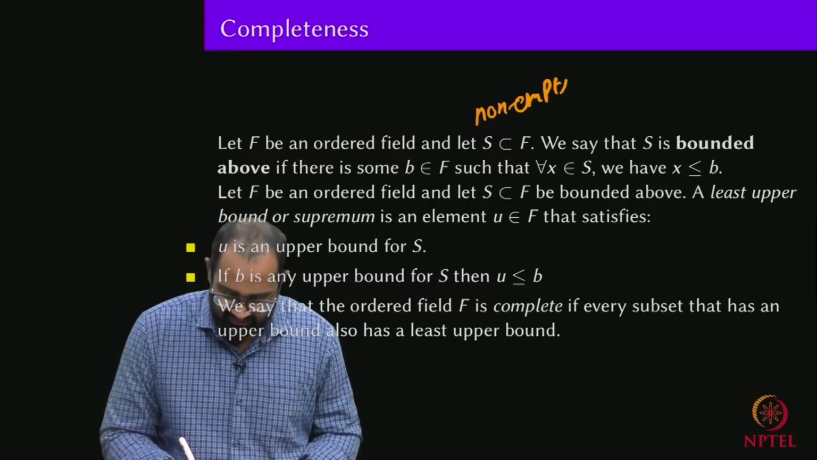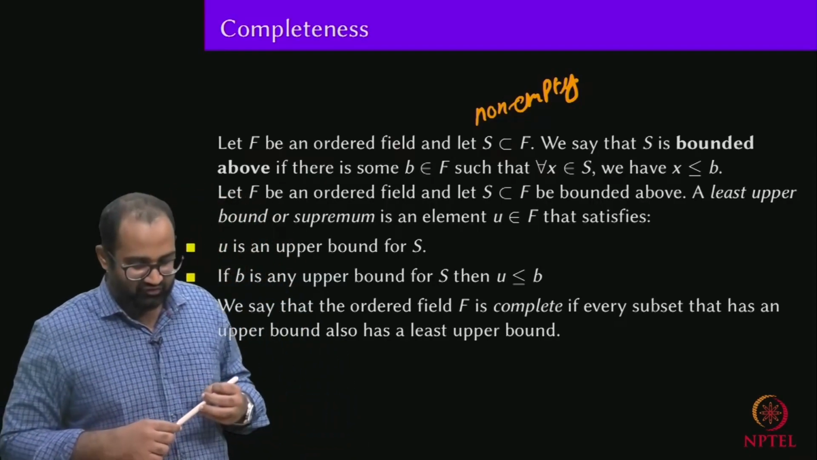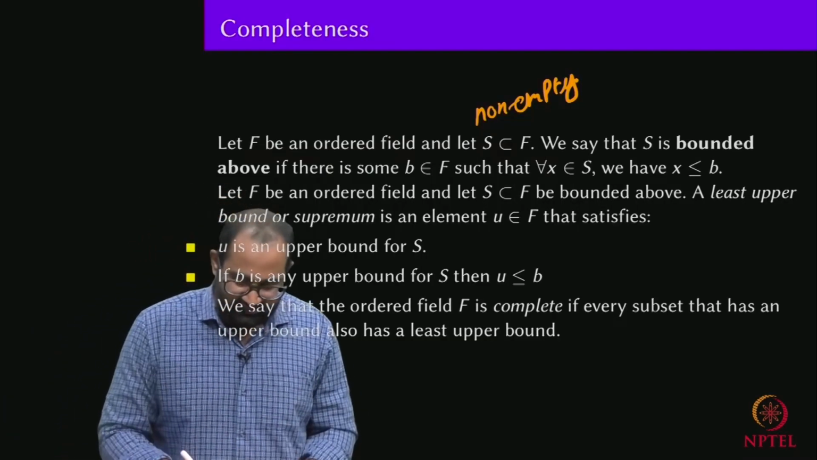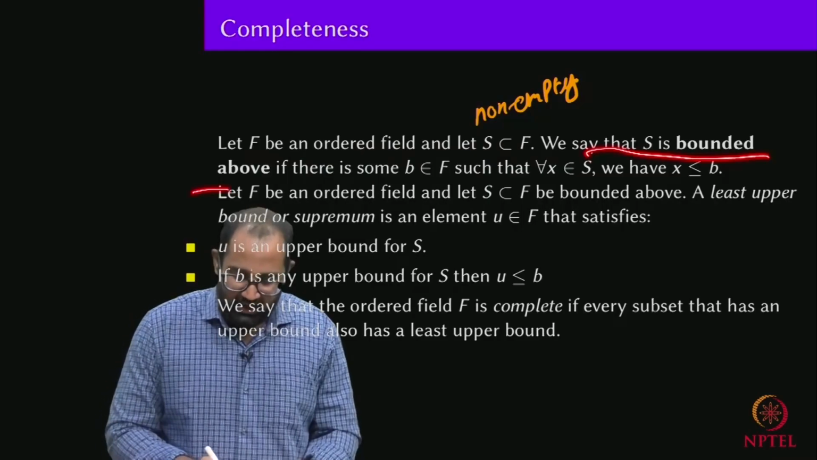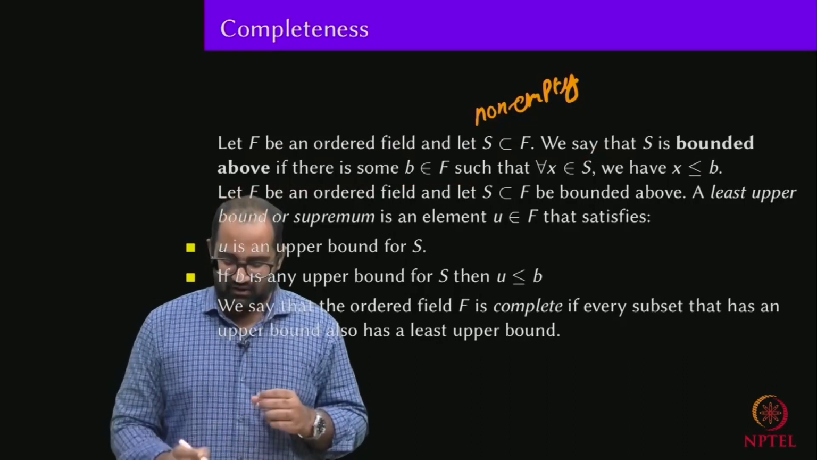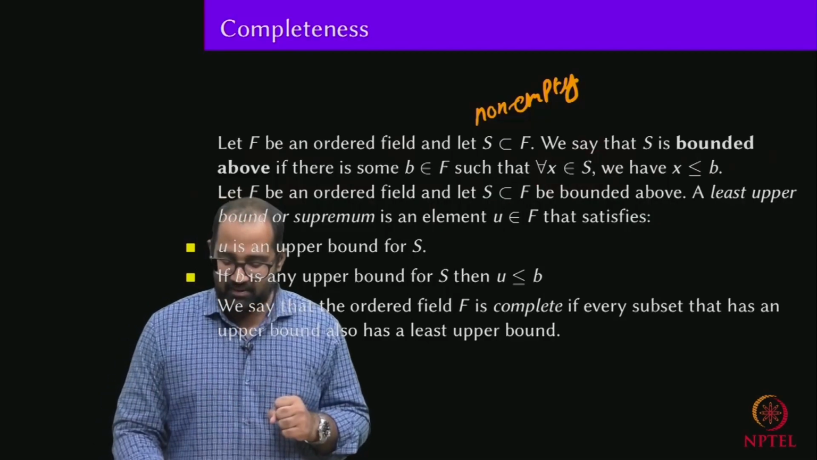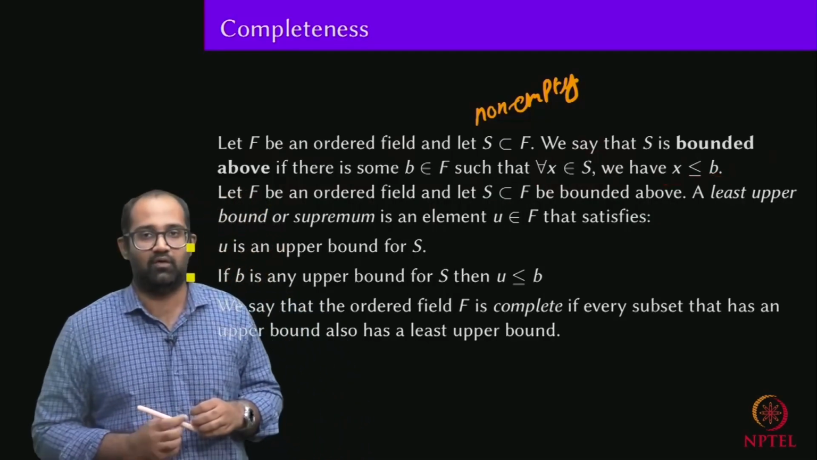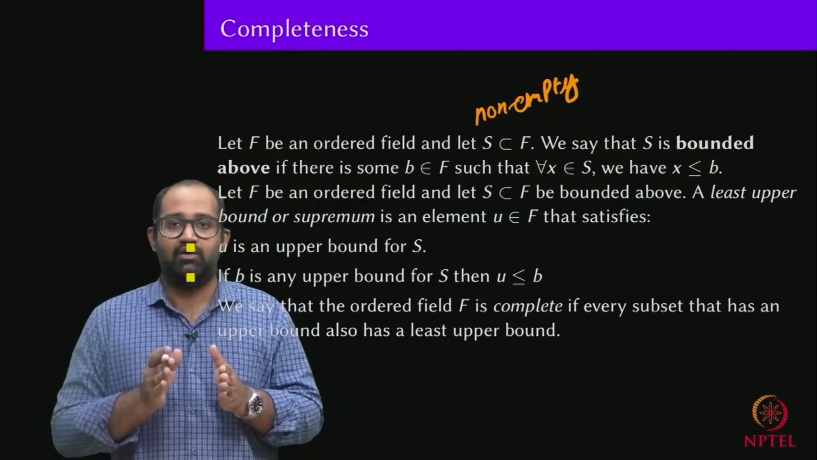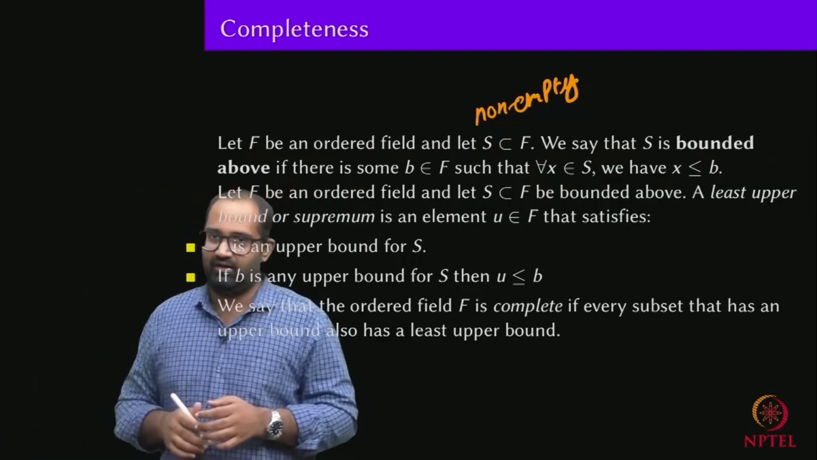It is not really needed, but I get confused about logic about the empty set, so I am assuming you will also get confused. So, for sanity I am just going to put non-empty. Now, we say that S is bounded above if there is some element B in the field such that no matter what element x you choose in S, the element B dominates x. Okay. So, the set S is bounded above if you can find an element to the right of the set in the field in some sense.